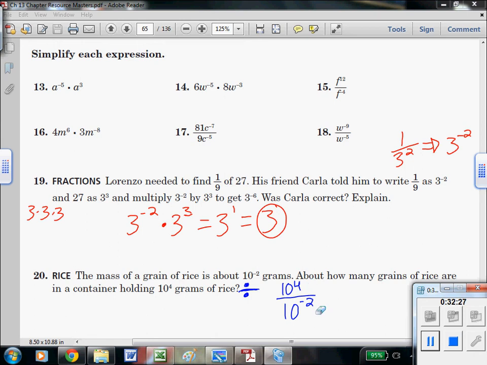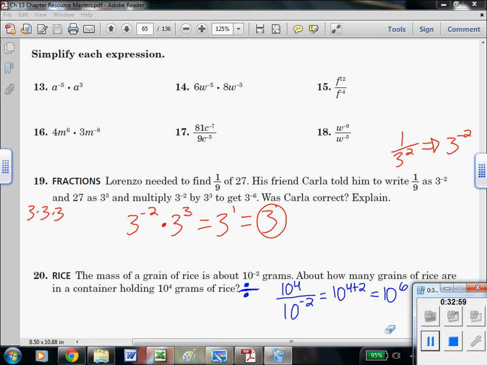Now to answer the question, we just simply have to show our work and find out what this equals. When you divide with like bases, you subtract exponents. 4 minus negative 2. It's like some problems we did earlier. When you minus a negative, you add. So this really becomes 4 plus positive 2. So we have 10 to the 4 plus 2 power, which is to the 6th power. So 10 to the 6th power. That's what that tells us. That's how many grains of rice are in this container. 10 to the 6th power grains of rice.